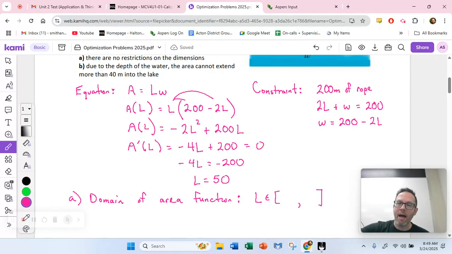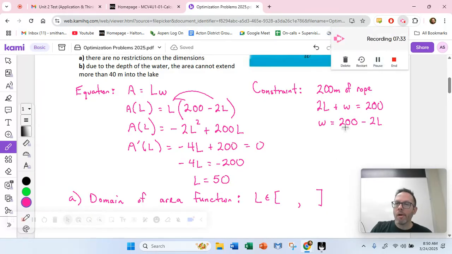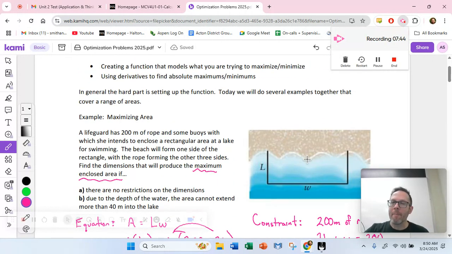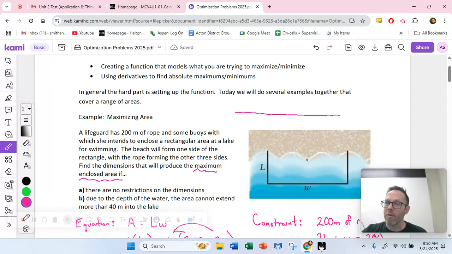While you guys think on that domain, I'm going to pause the recording. All right, what do you guys think? What's the lowest possible value for L we could have? 0. That's right. Now, that might seem silly, because if length is 0, then the lifeguard would just go lay out 200 meters of rope along the beach, and you'd have a lot of sad kids because they couldn't go swimming, right? So obviously that's kind of silly.